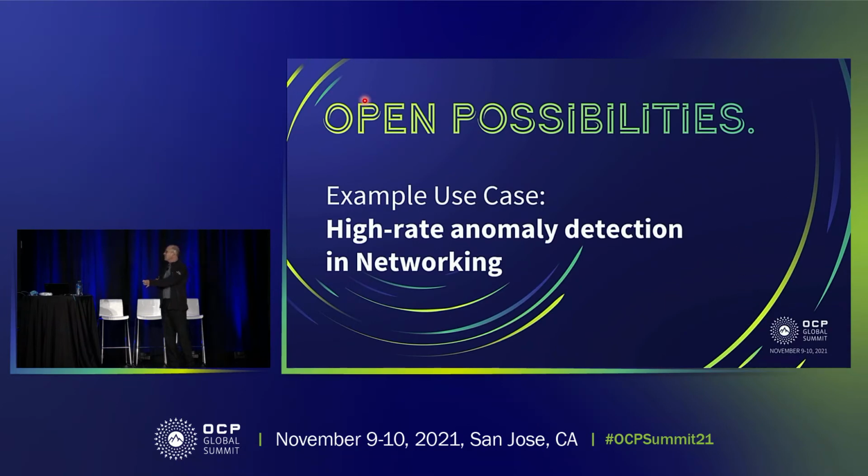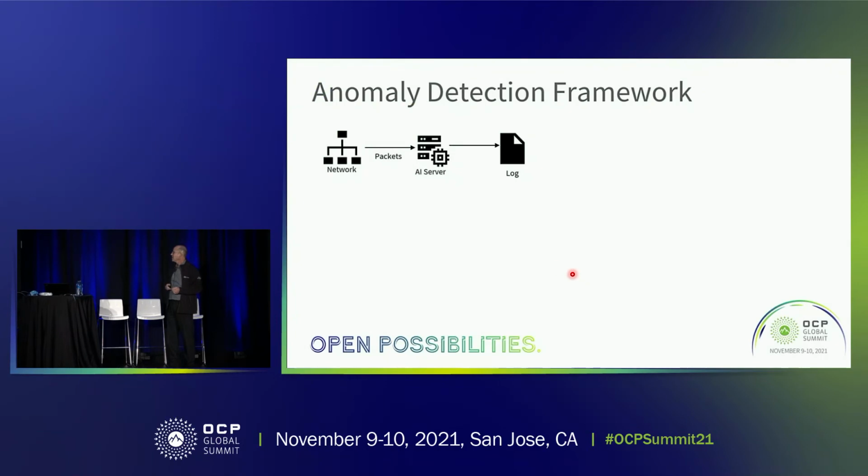Okay, now I want to discuss a real-life use case that we have done and shown that those traffic reduction techniques can actually work in real life and still be able to detect anomalies. So if you look at the classical framework of anomaly detection, you have a network sending packets to some sort of an AI server that needs to run an anomaly detection algorithm and place the results in a log.